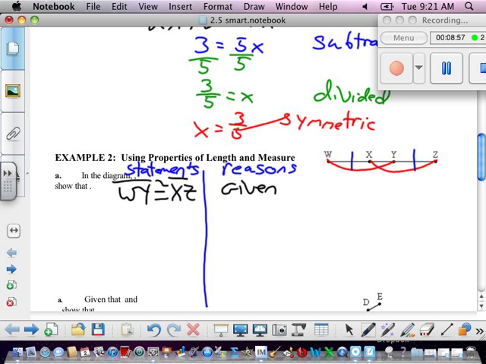So if I wrote this down, WX plus XY equals WY, what would that be? Are those angles? Are those numbers? Those are segments, so segment addition.